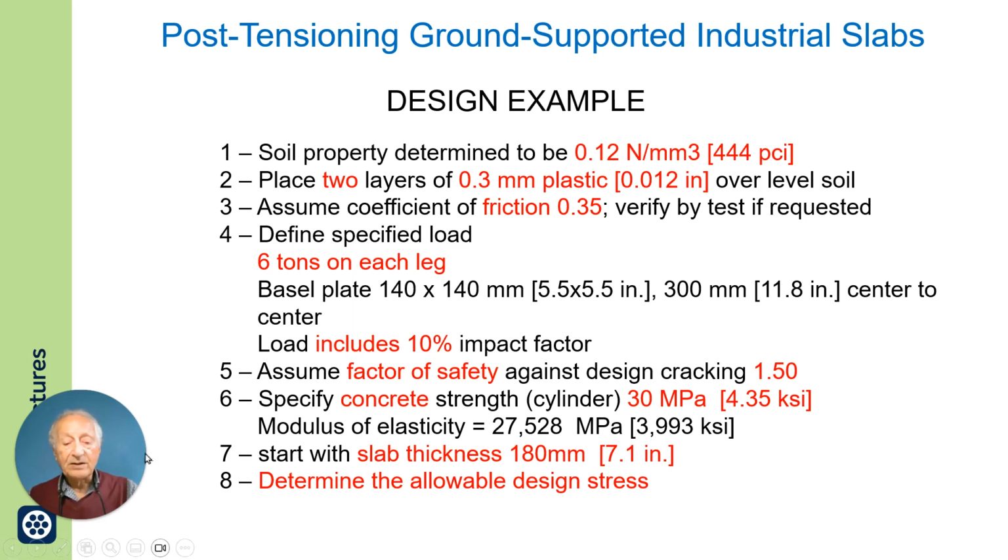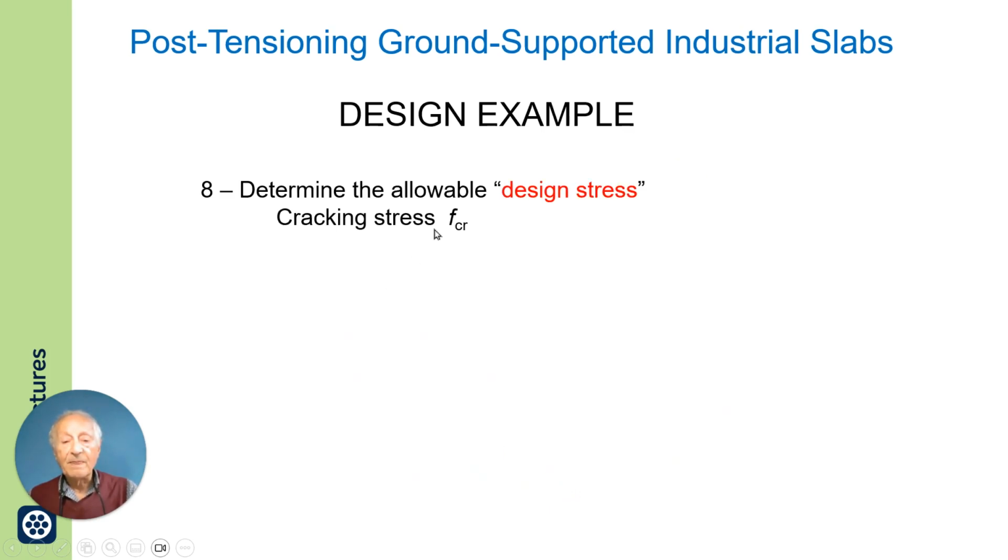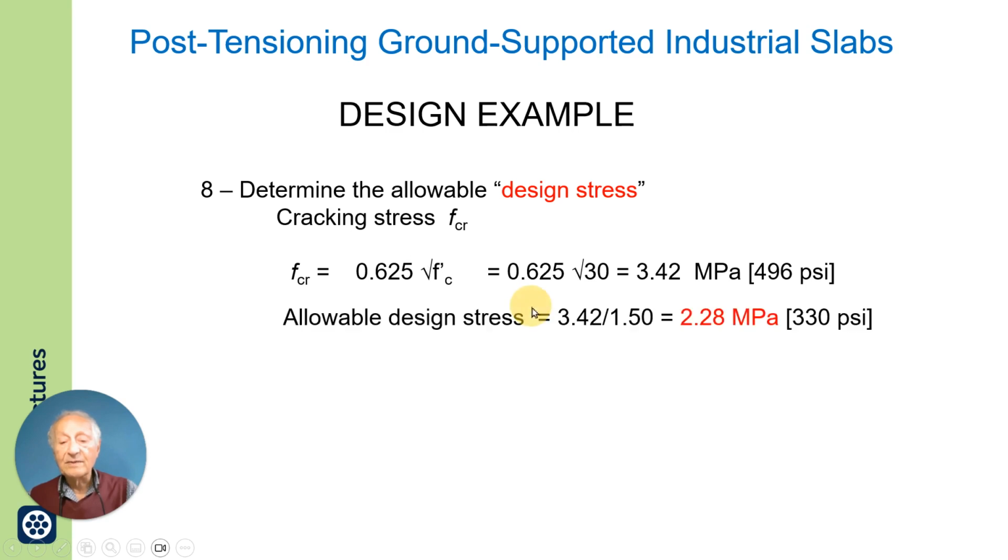Then step number 8, calculate the allowable design stress. Now the design stress is the cracking stress, which is property of the concrete. This is the cracking stress divided by the factor of safety. So this is my design stress, cracking stress divided by factor of safety.